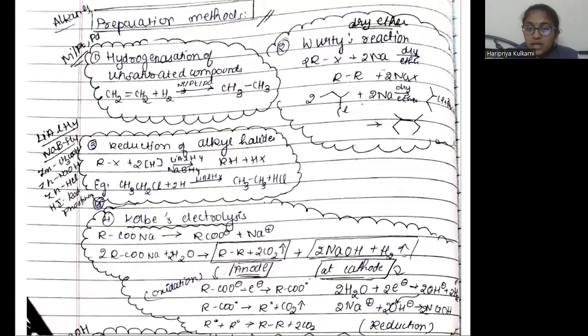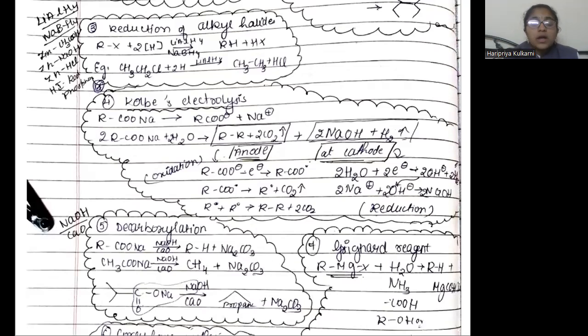Second is Wurtz reaction, and here the reagent is dry ether. The general form is written as you can see: 2RX plus 2Na in the presence of dry ether will give me my alkane, that is R-R plus 2NaX. An example is also written, you can have a look.